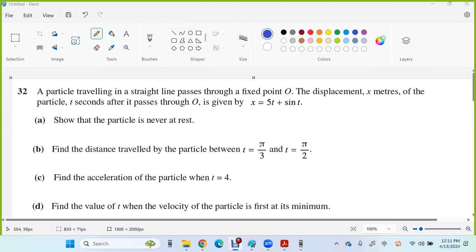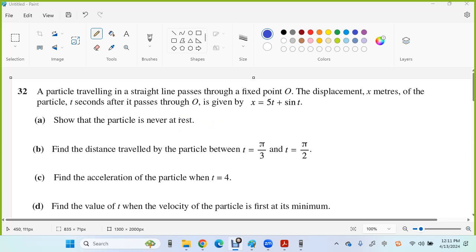A particle travels in a straight line past the fixed point O. The displacement x meters of the particle t seconds after it passed through O is given by x = 5t + sin t. The question asks us to show that the particle is never at rest.